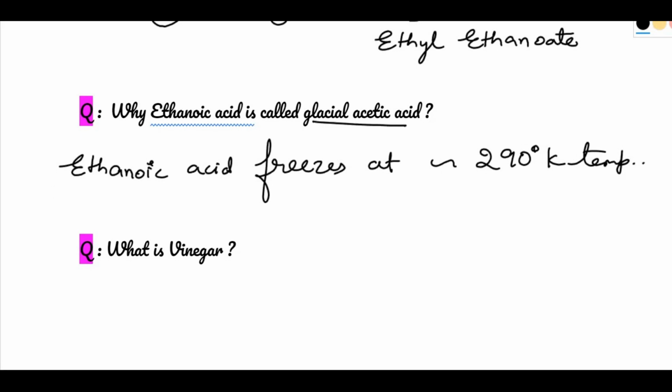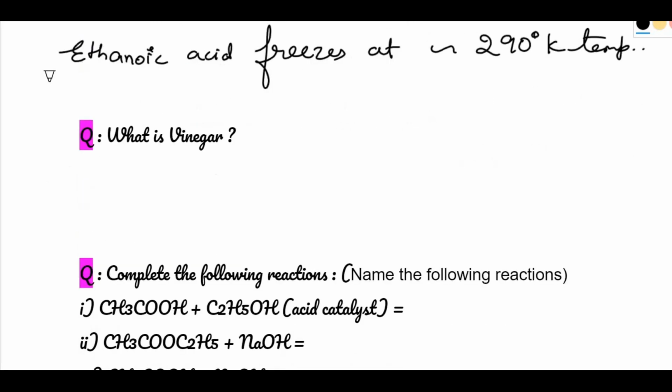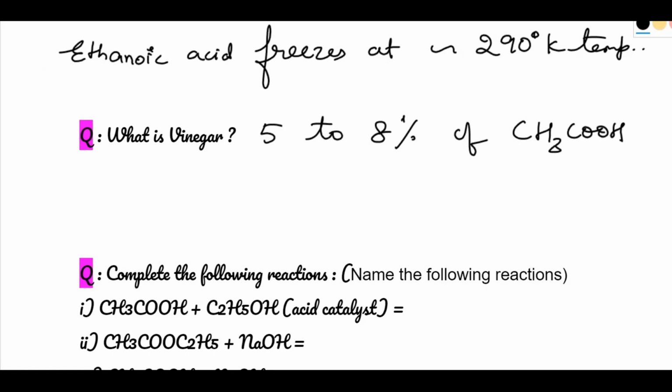What is vinegar? Vinegar is 5 to 8% ethanoic acid, CH3COOH, in water. It is sour in taste. I forgot to tell you one point. Ethanol has a burning taste.